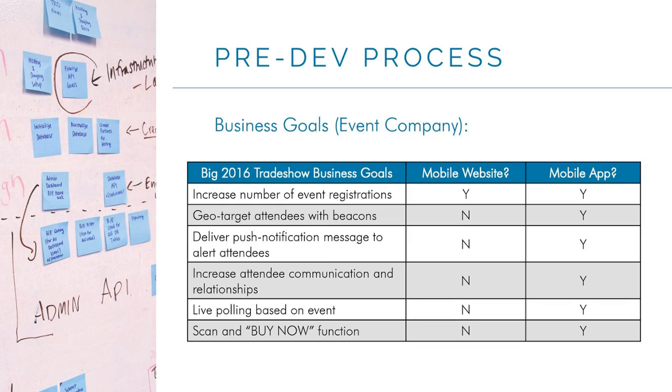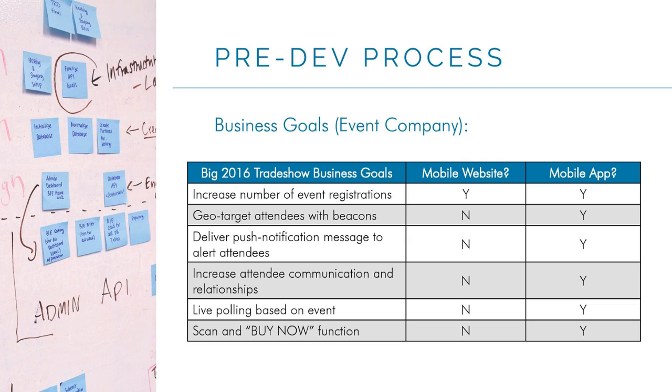Here are some other great business goals. I'm not going to really dive deep into this, but here's a fictional event company. Whenever you are thinking about an app, maybe you don't need an app. Maybe you need a mobile website when it's all said and done. So what we encourage our customers to do is outline what they need to do and what can be solved. For example, this fictional event company, they want to, for their big 2016 trade show, increase the number of event registrants. Well, a mobile website could do that just fine.